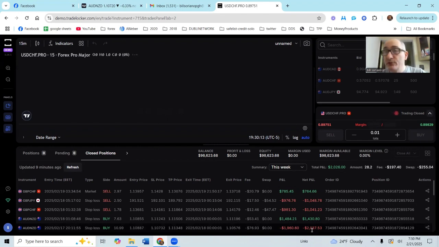Especially when you're using a new platform like this, Trade Locker. This is a little bit new to me, especially when you're setting up limit orders, which is what we're doing here with the supply and demand zones on the 4-hour time frame. And so I made a mistake there, which cost me an additional $1,000.